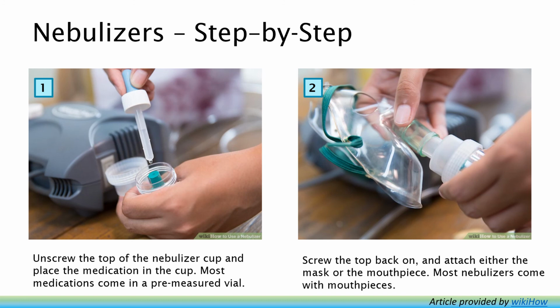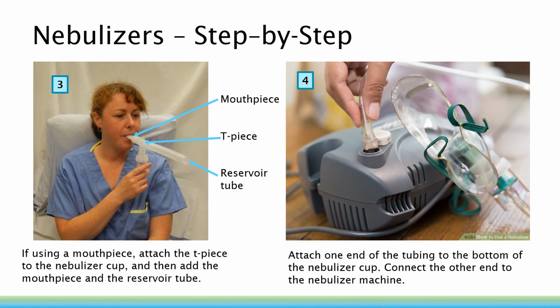Step 1 will be to unscrew the top of the nebulizer cap and place the medicine in the cup. Most medicines come with a pre-measured vial. Step number 2, screw the top back on and attach either the mask or the mouthpiece. Most nebulizers you'll see will be coming with mouthpieces. Step number 3, if using a mouthpiece, attach the T-piece to the nebulizer cup and then add the mouthpiece to the reservoir tube. Step 4, attach the end of the tubing at the bottom of the nebulizer cup. Connect the other end to the nebulizer machine.